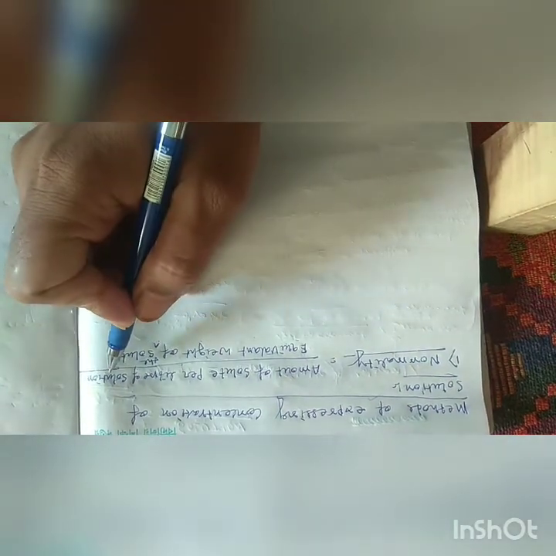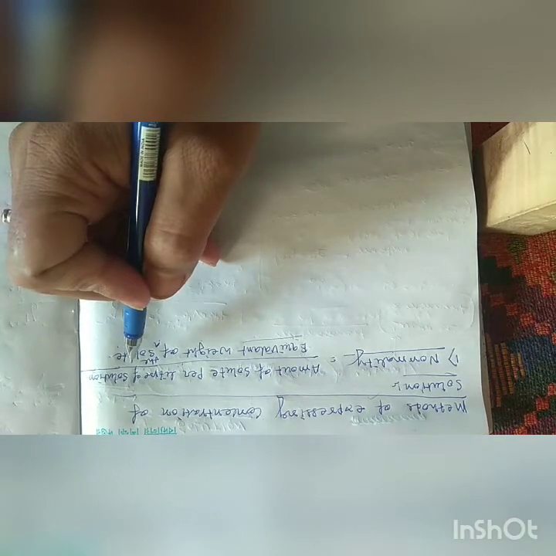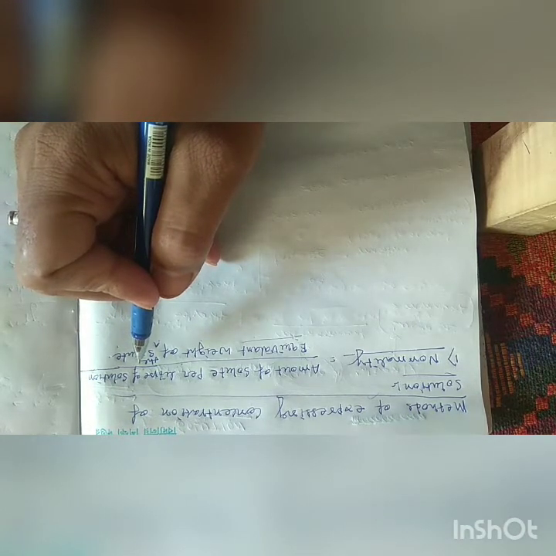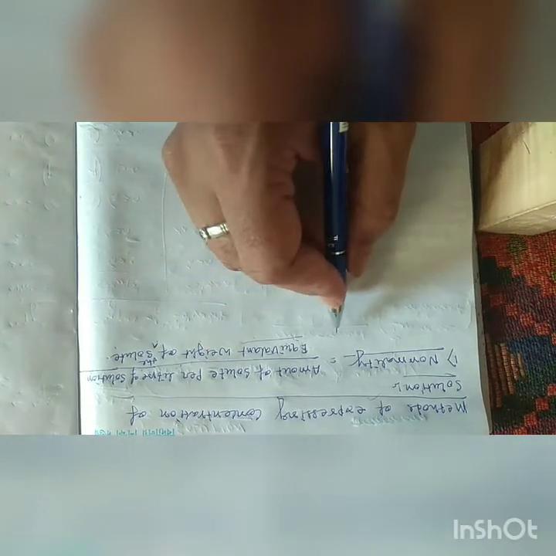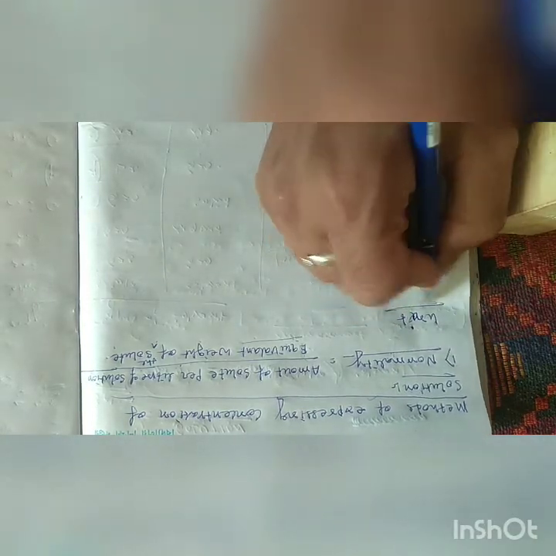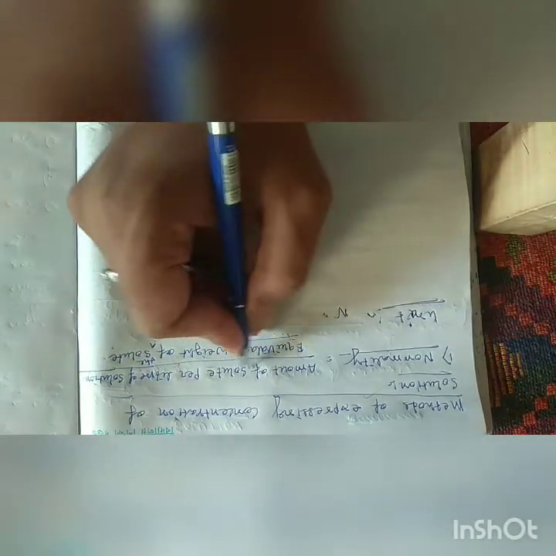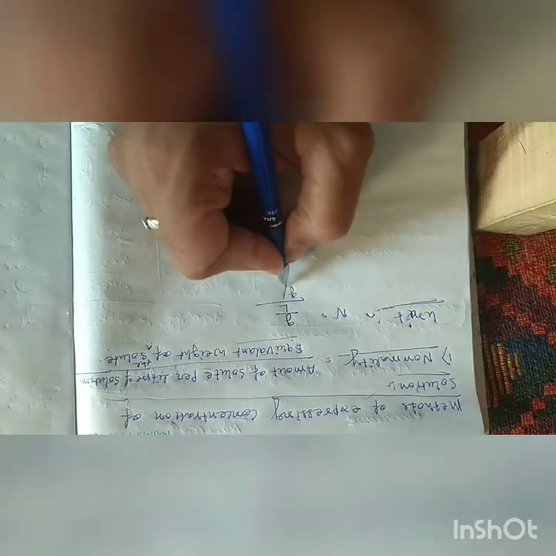I repeat, if 1 liter of the solution contains 1 equivalent of solute, then we can say that the normality of the solution is 1. Okay, now the unit of normality. Normality is equal to the amount of solute per liter of the solution, so gram per liter, divided by the equivalent weight, gram per equivalent.